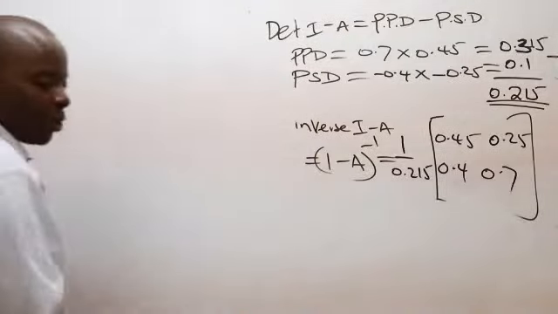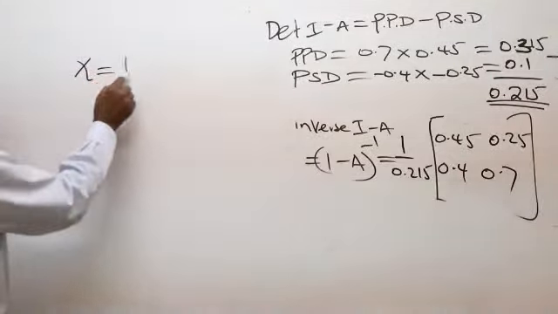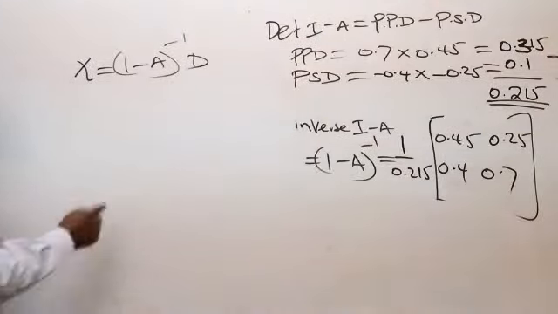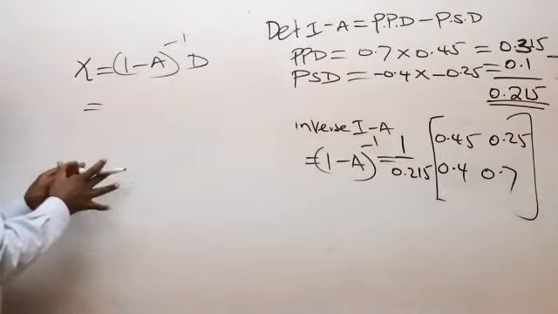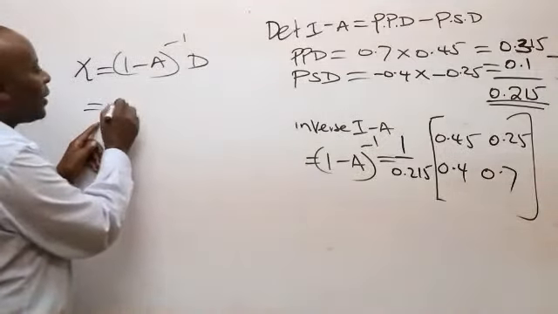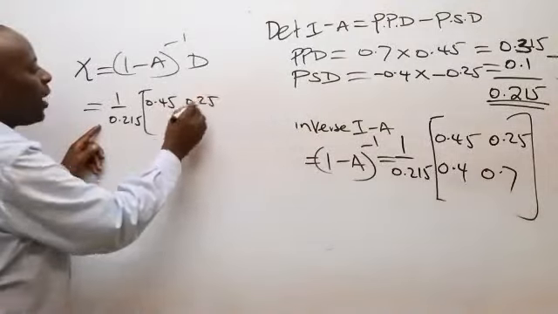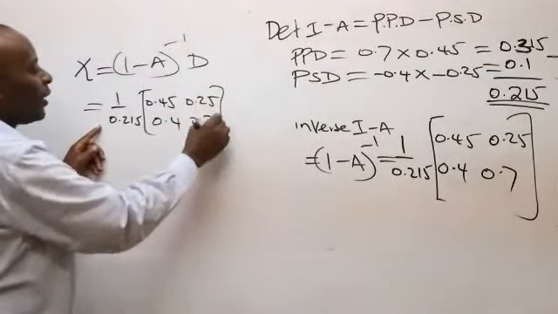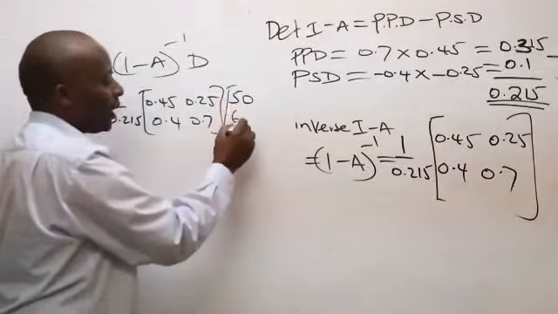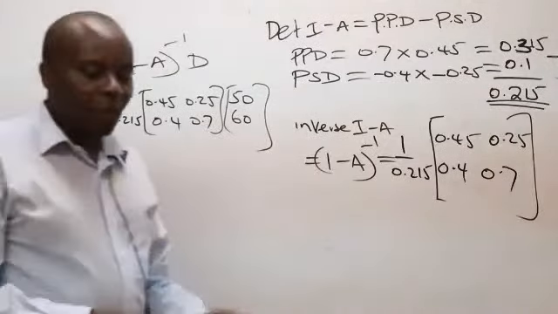What you're supposed to do here is to remind them of the model. Our model is x equals I minus A inverse multiplied by D. If I feed my parameters into my model, I minus A inverse is 1 over 0.215 into 0.45, 0.25, 0.4, 0.7, multiplied by D. Our D, if you remember well, which is final demand, was 50, 60.